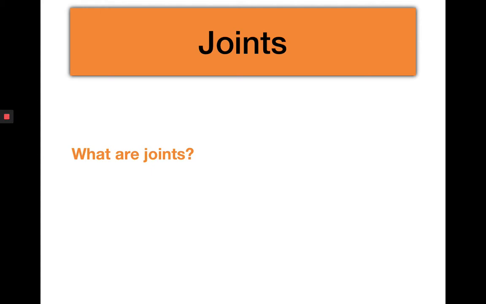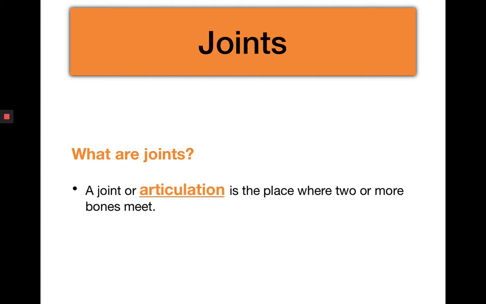Okay, so these bones are all held together. When two bones meet, it's a joint. So a joint or an articulation is a place where two or more bones meet. And how they meet and how they're wired together will depend on what joint they are.